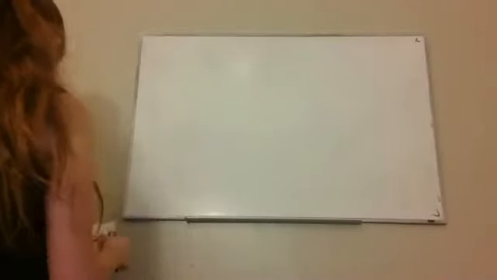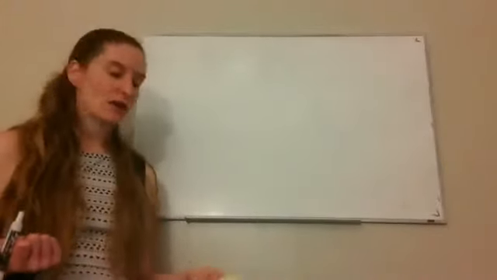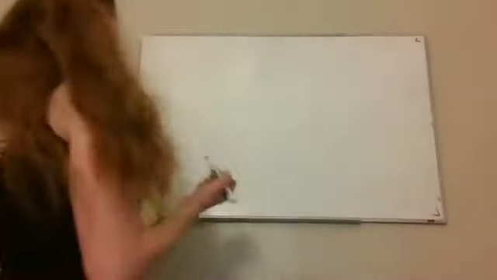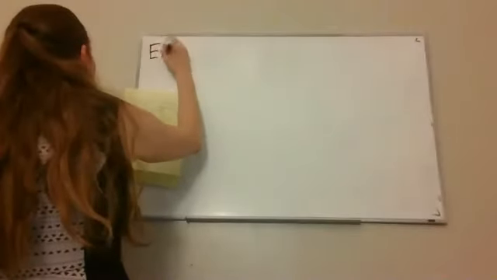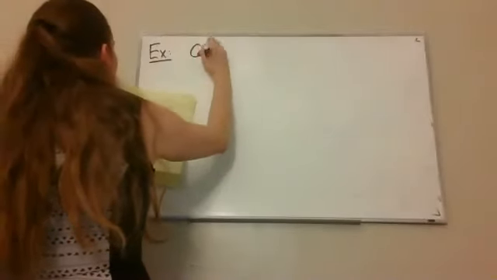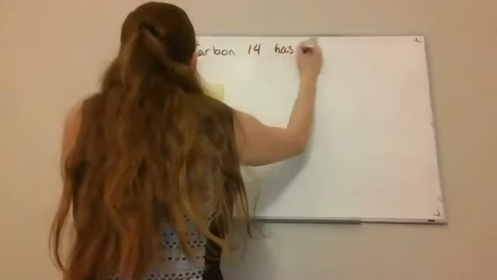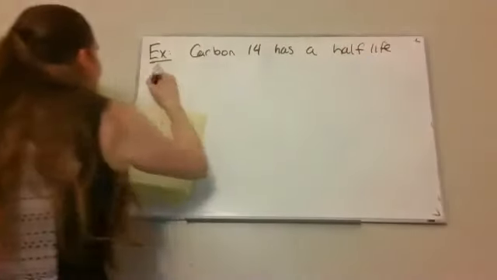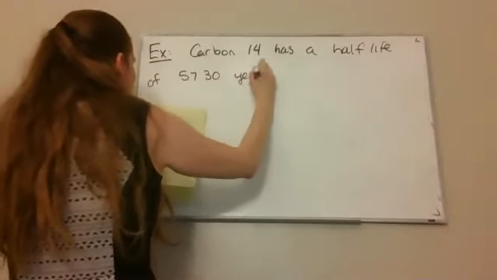So it looks like we have 2 examples left. We're going to do an example involving half-life, and then we're going to do a logistic population growth example, and then that will be it. So let's do the half-life problem. So carbon-14 has a half-life of 5,730 years.